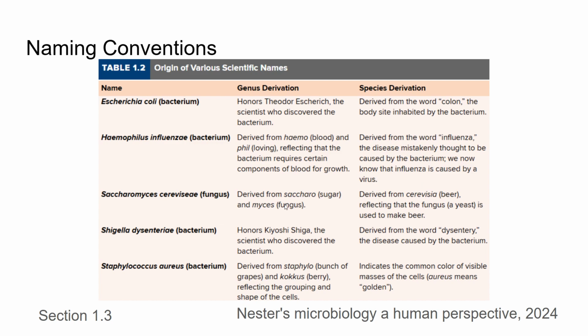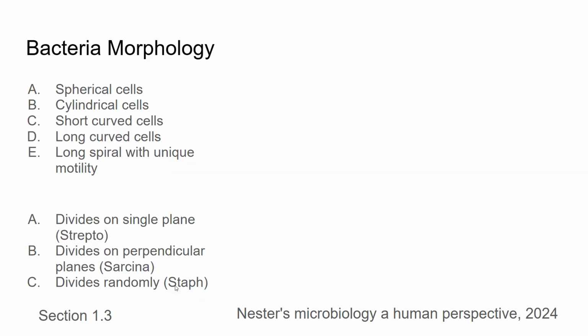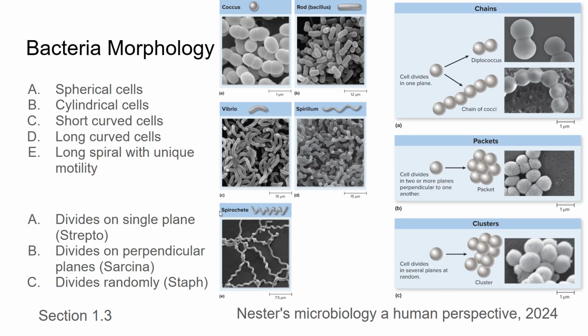And then it just goes on like this. The names can either refer to who discovered it, what kinds of things it likes, where it can be found, misnomers where we thought it meant something else, or even other things like saccharo, meaning sugar, or myces, fungus. So that would be sugar fungus. So just know that the binomial nomenclature, that means two names, will usually be describing the bacteria in some way. Like Staphylococcus aureus, Staphylo means a bunch of grapes, so it kind of looks like a bunch of grapes. And coccus means berry, so the cells kind of look like berries. And we can see that more in the bacteria morphology.